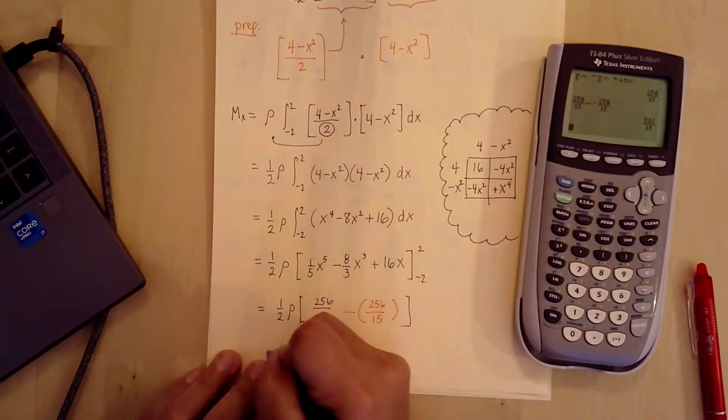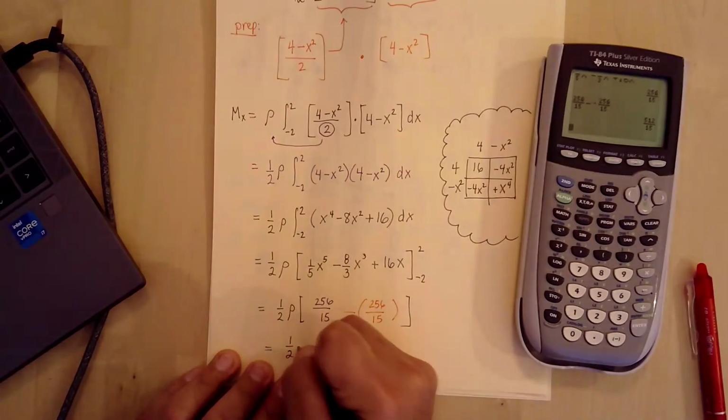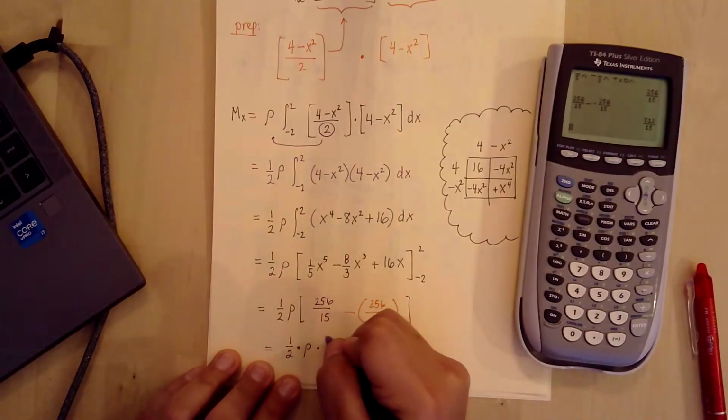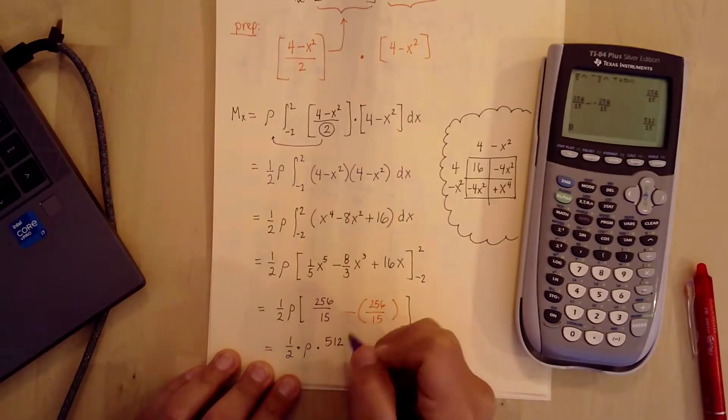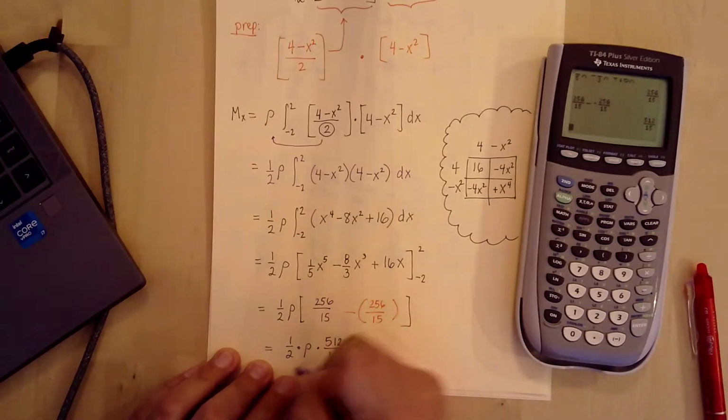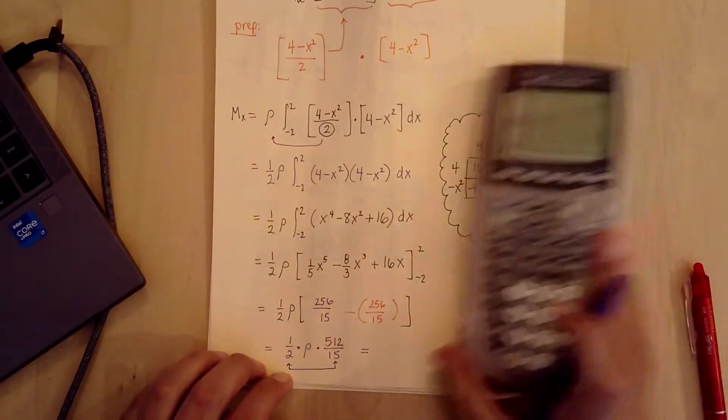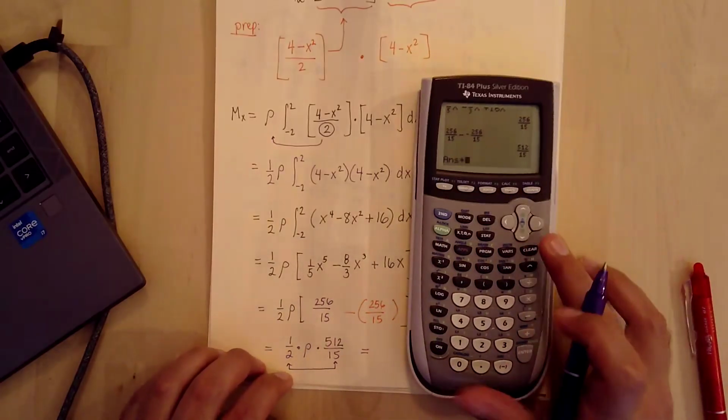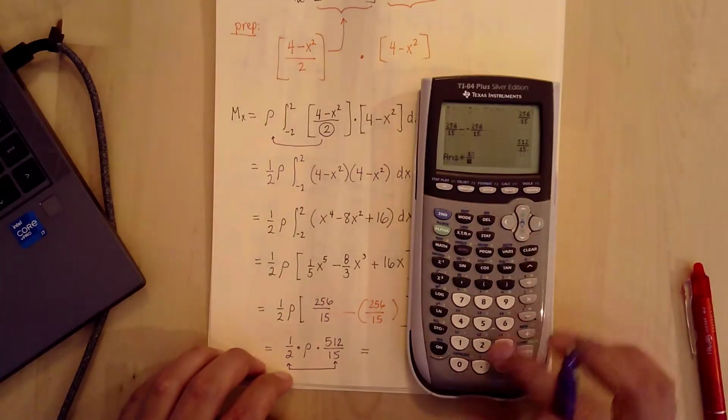So I'm getting 1/2 times rho times 512 over 15, but we can go ahead and multiply these two fractions together now. So that will be times 1 over 2.